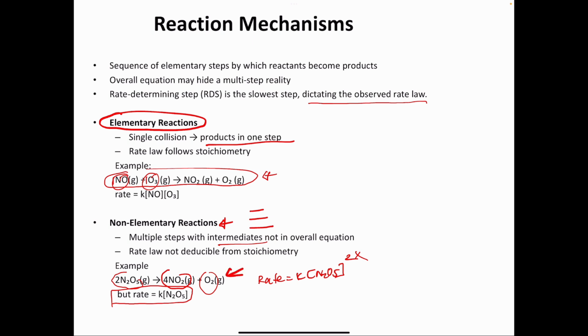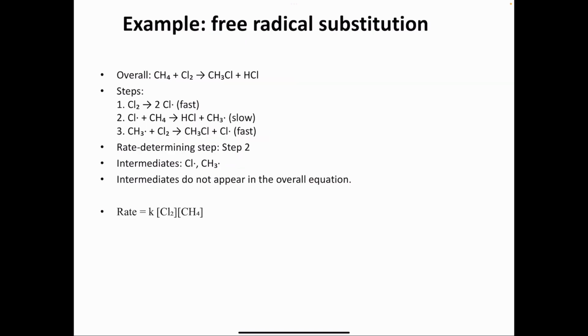It occurs in two steps, whereby from the beginning until the rate determining step, it's only one N2O5 that has reacted, and so this appears in the rate equation. Going on to examples of multi-step reactions, consider methane reacting with chlorine to give us chloromethane and hydrogen chloride. In the first step, chlorine is going to give us two chlorine free radicals in a fast step. And then the chlorine radical reacts with the methane to give us HCl and the methyl radical. This is the slow step, and so is the rate determining step. We'll consider these two steps when we are writing the rate equation.